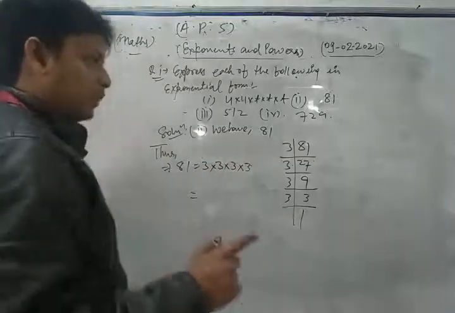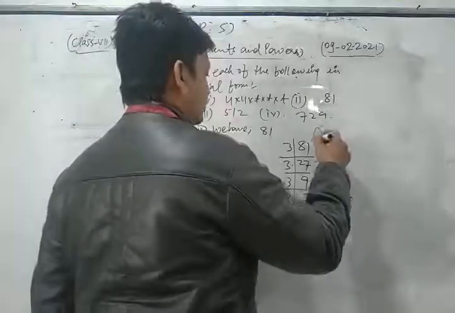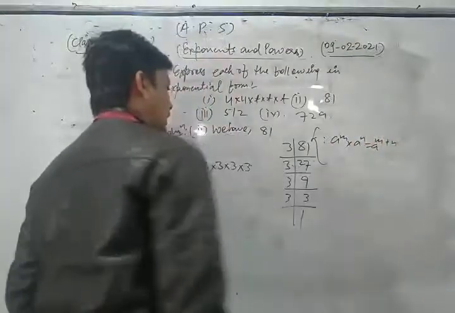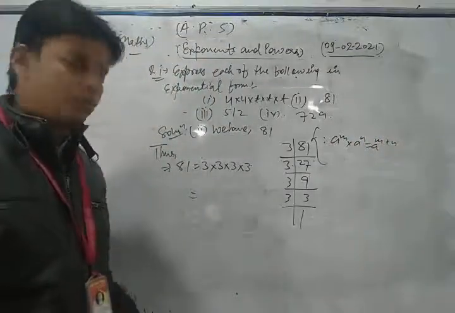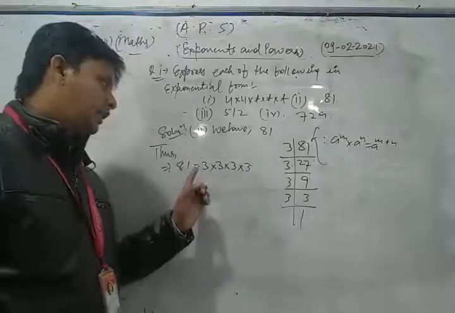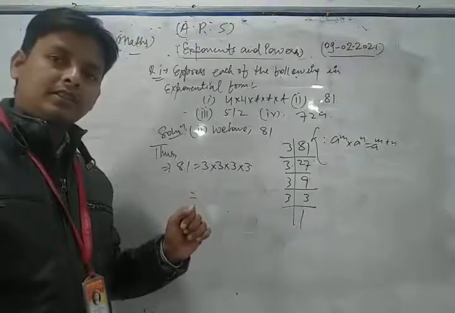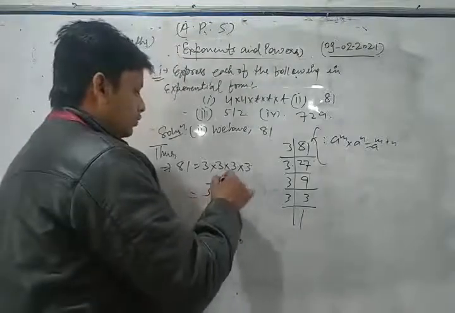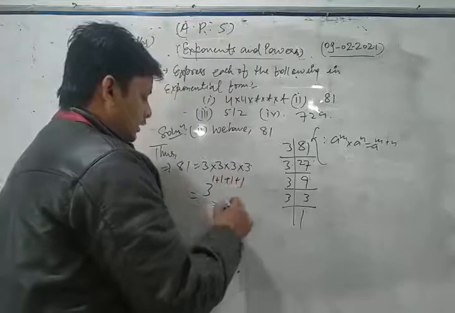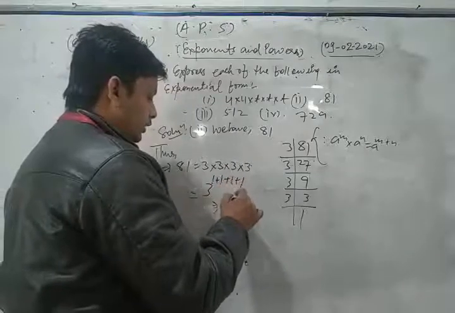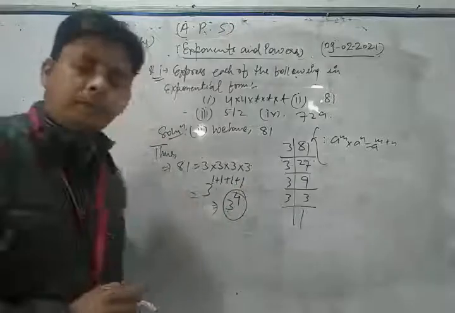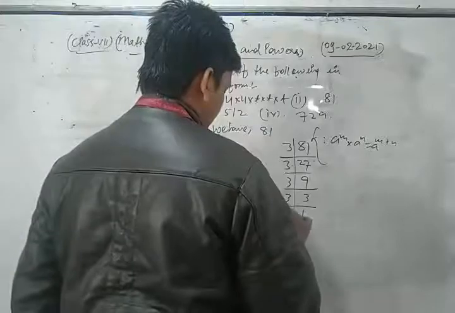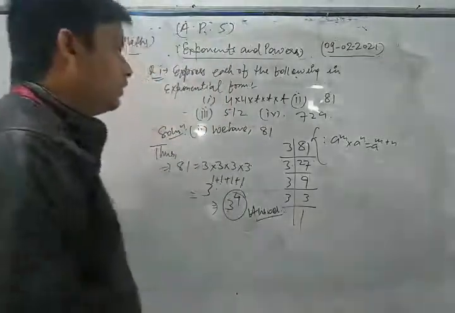Now we apply the laws of exponent. Since we know that a to the power m into a to the power n is equal to a to the power m plus n, here we apply the same concept. Here the power of each 3 is 1. So we write 1 plus 1 plus 1 plus 1, that is 3 power 1, 2, 3 and 4. So 3 to the power 4. This is the required solution of the given question.